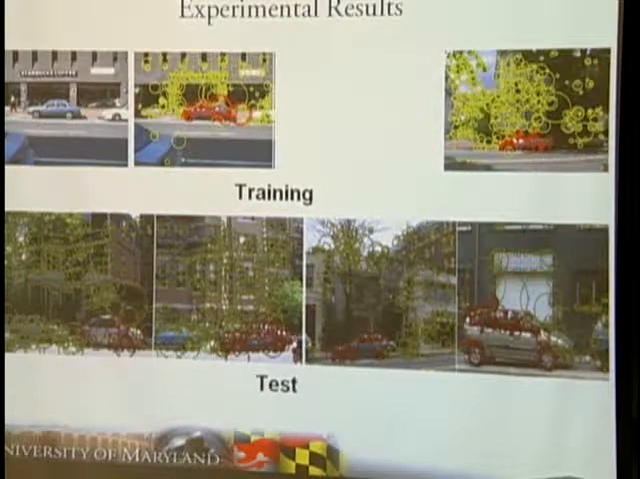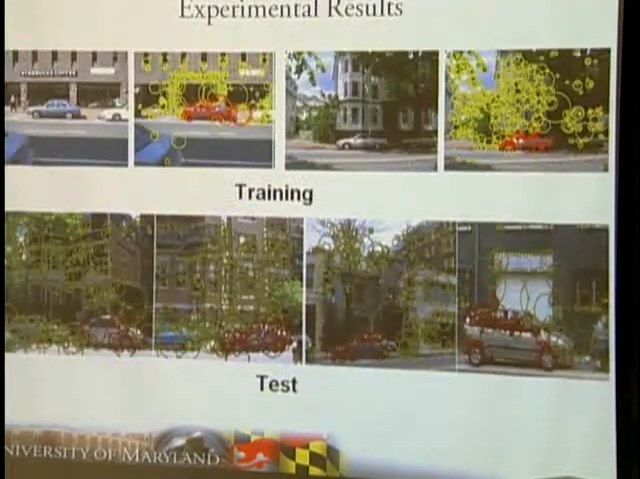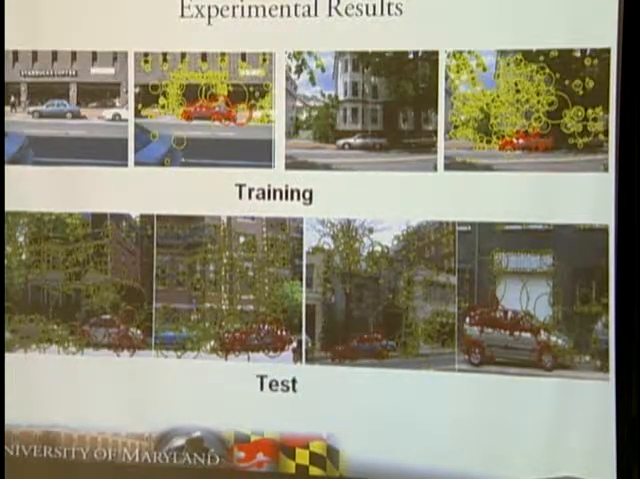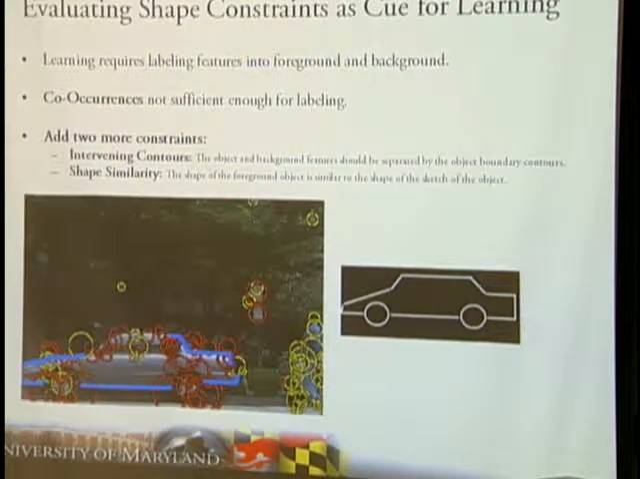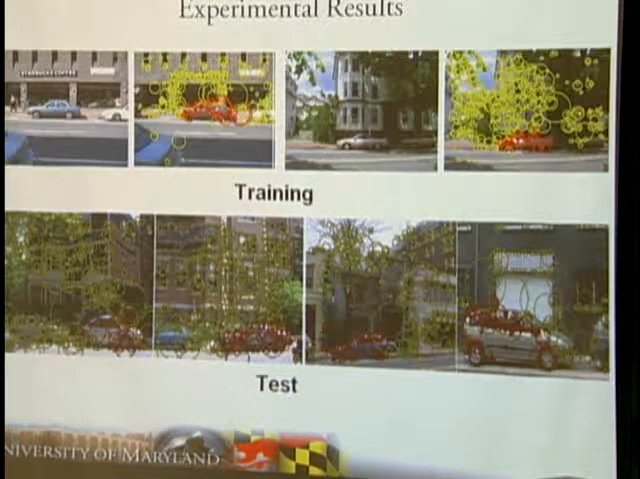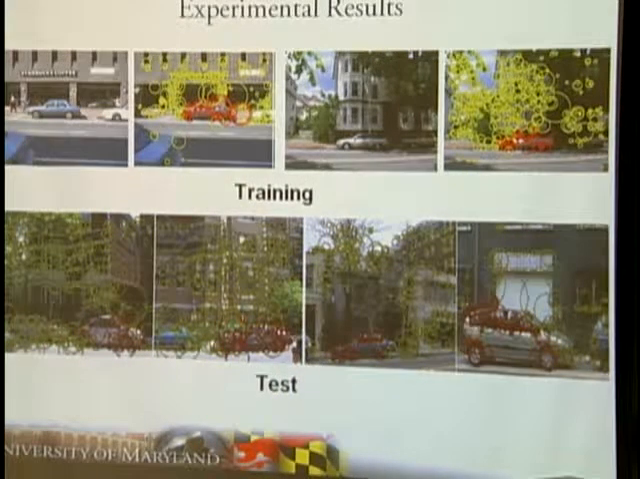So when you do this, you can learn a good model. So basically now this is the kind of labeling you obtain in the training if you constrain the problem with these 2 extra constraints. And you can have a much better labeling, and therefore a much better model you can learn, and you have very good results in the test.